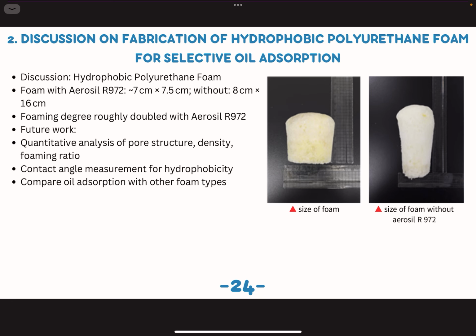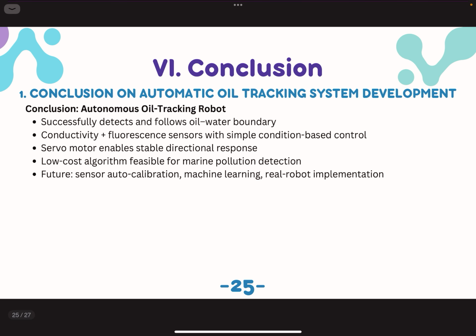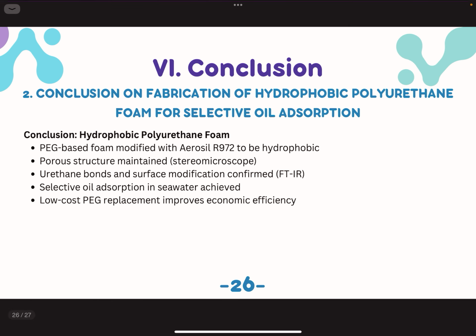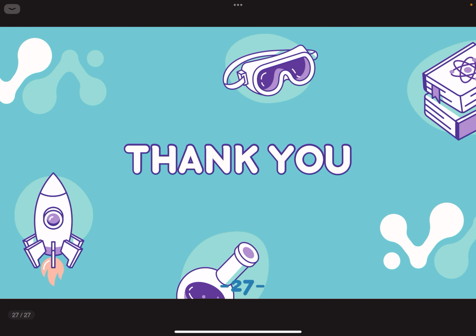oil absorption in detail. In summary, we built a low-cost surface robot that detects and follows the oil-water boundary with EC and fluorescence sensors and simple condition-based control. We also made economical PEG-based hydrophobic foam with Aerosil R972 that keeps its porous structure and selectively absorbs oil in seawater. Thank you for listening.